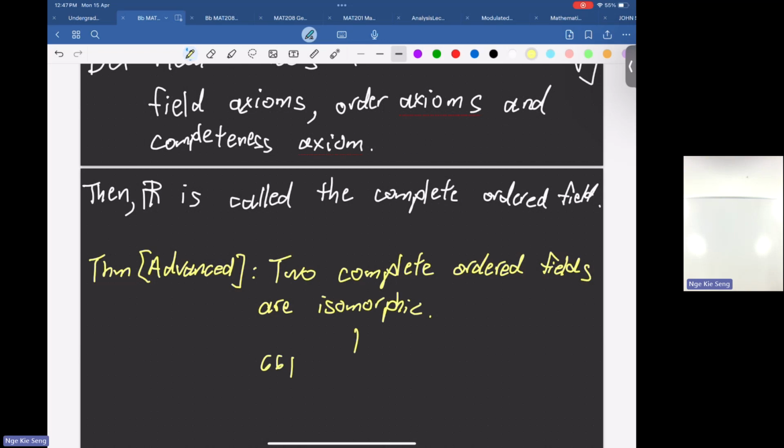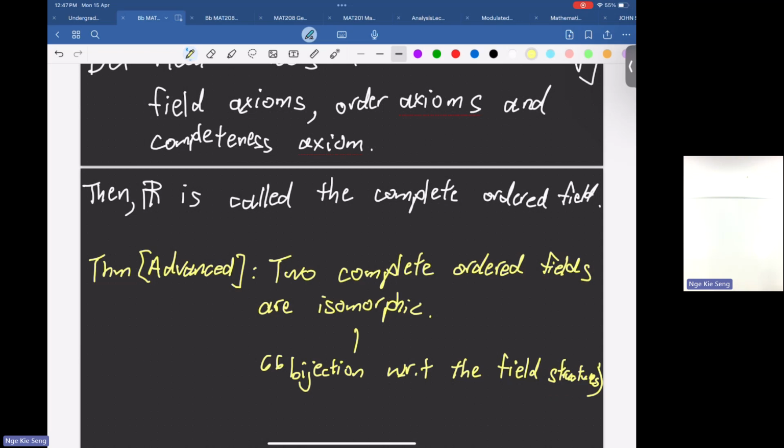So this is a bijection, first of all. Okay, you can form a bijection. And then they respect some field structure. So what do I mean by respect field structure?